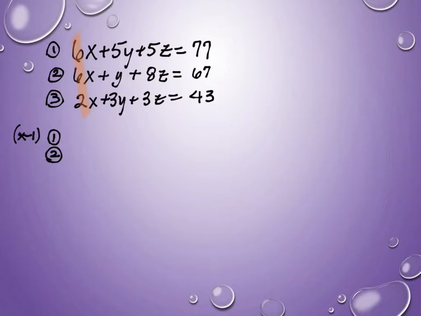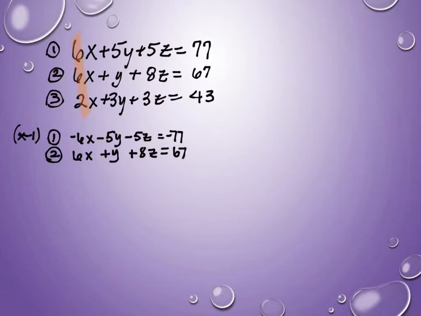Okay, equation number 1, all the signs are going to change then. So I have -6x minus 5y minus 5z equals negative 77. And then equation 2 is going to stay the same: 6x plus y plus 8z equals 67. Look good?